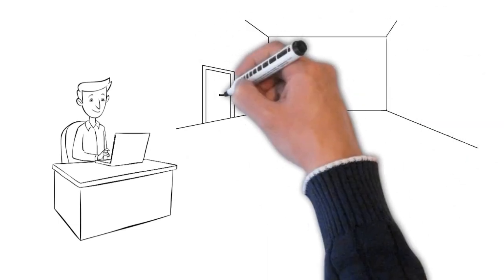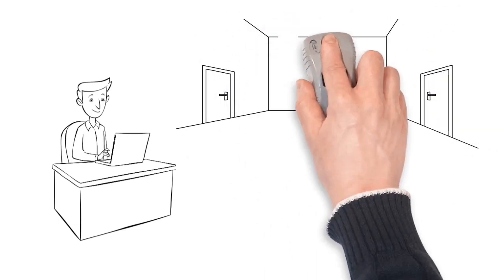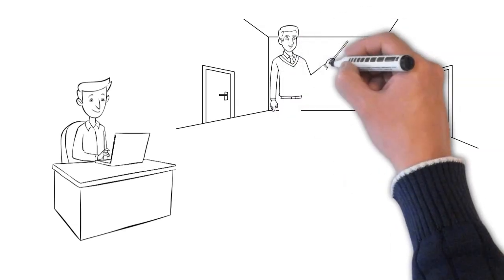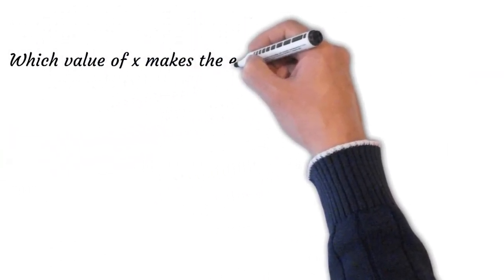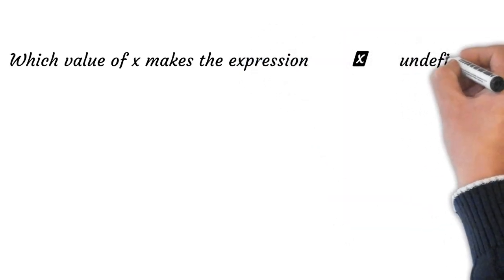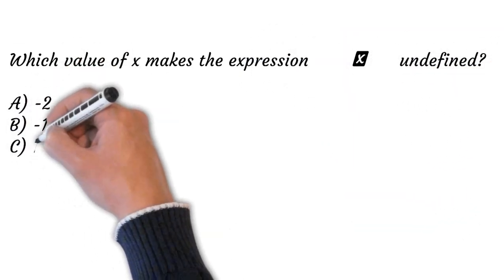I'm going to talk to you like we're right in the room together, and I'll paint clear pictures so you can see what the math means. First problem, which value of x makes the expression 2x plus 2 over x squared minus x undefined?